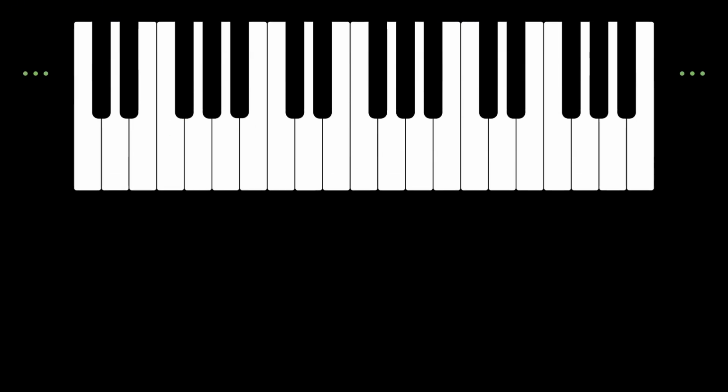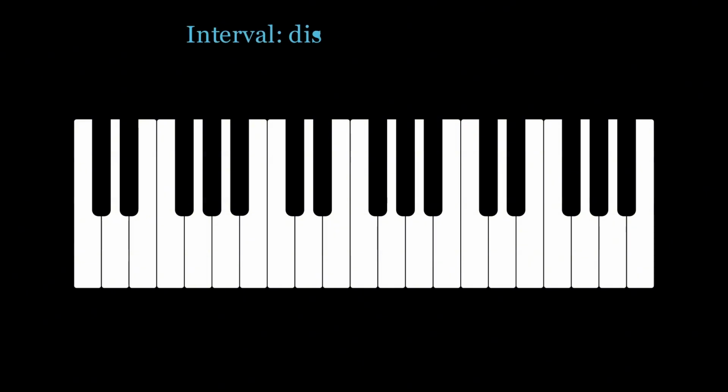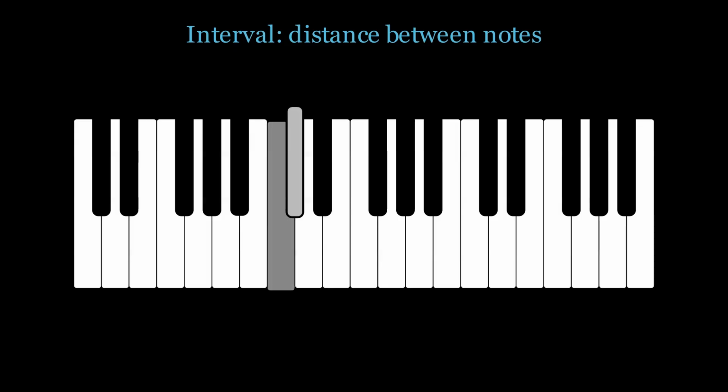An interval is the distance between two notes. The smallest step is called a semitone, like from C to C sharp or E to F. There aren't any notes in between these two notes. Two semitones make a tone, like from C to D or B to C sharp. There's one note in between them. I'll keep the keyboard here for the rest of the video.